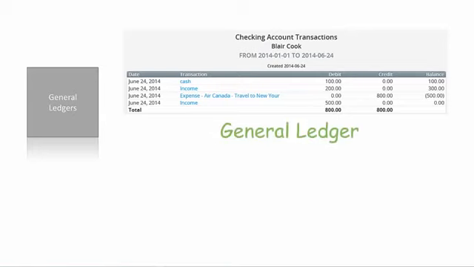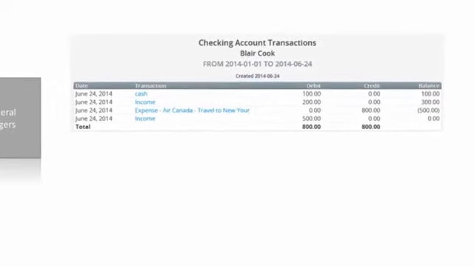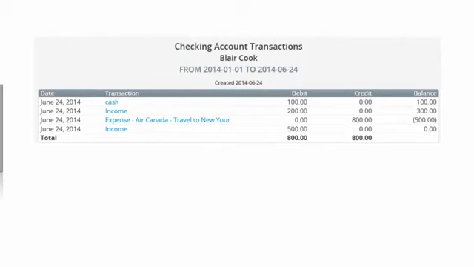A general ledger will give you the details of all transactions that have been posted to a particular account. So here I'm showing you the general ledger detail of the cash account. There are 3 debit entries for cash that has been received and deposited of $100, $200, and $500 respectively, and 1 credit entry for $800 for an expense. Note that these are 4 separate transactions with 4 separate journal entries.